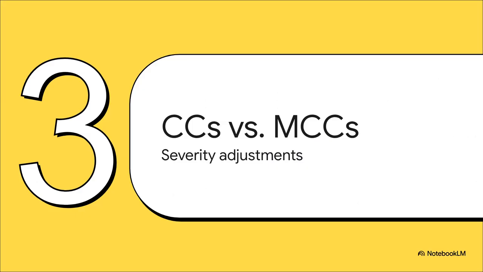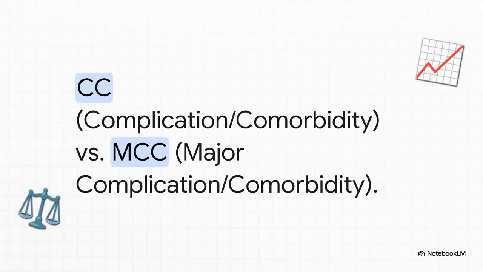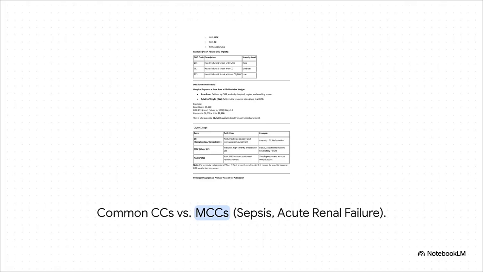Section 3. Understanding CCs versus MCCs. You might be wondering, why do we care so much about these extra codes? Well, it all comes down to 2 incredibly powerful acronyms, CC and MCC. A CC, which stands for complication and comorbidity, is a secondary diagnosis that adds moderate severity to a case, but an MCC, a major complication and comorbidity, represents a highly significant diagnosis that demands a substantial increase in hospital resources. Tracking down and properly documenting an MCC is honestly one of the most critical functions of an inpatient coder and a CDI specialist. Let's look at a quick comparison to really grasp the difference here.